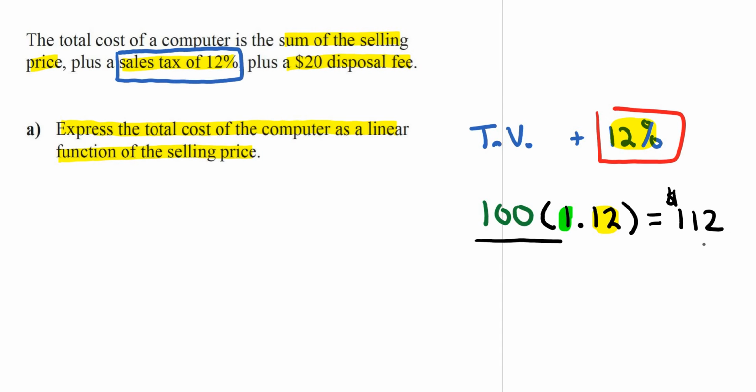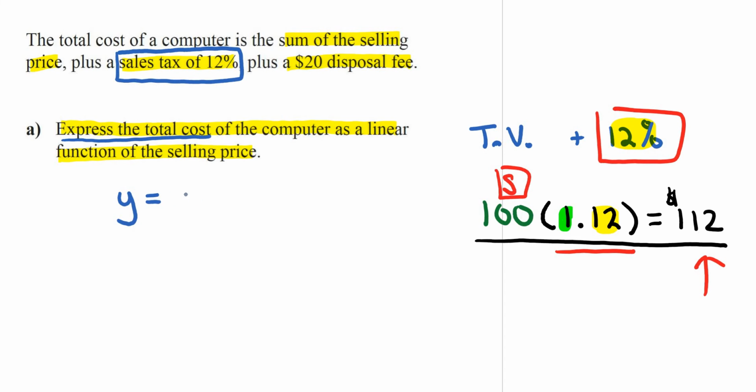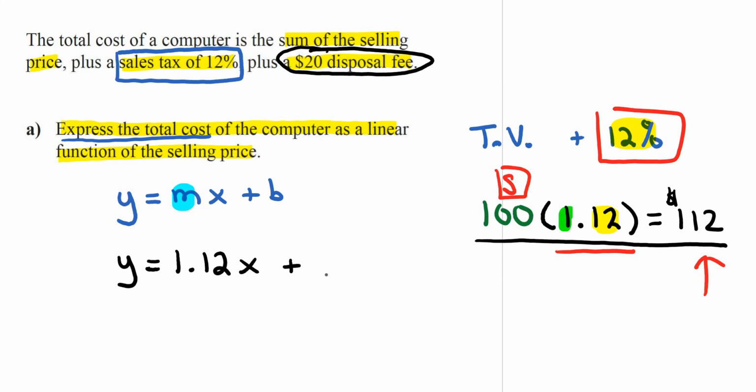All right, so this is a very quick way to calculate your final price with the sales tax of 12%. You just take the selling price, which is $100, and multiply by 1.12, and you get your final price of $112. Using that fact, if I go back to the express the total cost question, I know that the total cost can always be expressed as a linear function, y equals mx plus b. And now my slope, which is m, is going to be my sales tax of 12%, which is really 1.12, and then the x. And then my y-intercept is basically my $20 disposal fee, which is just 20.